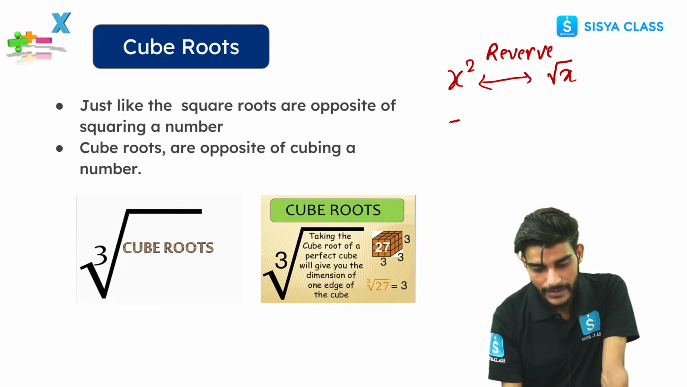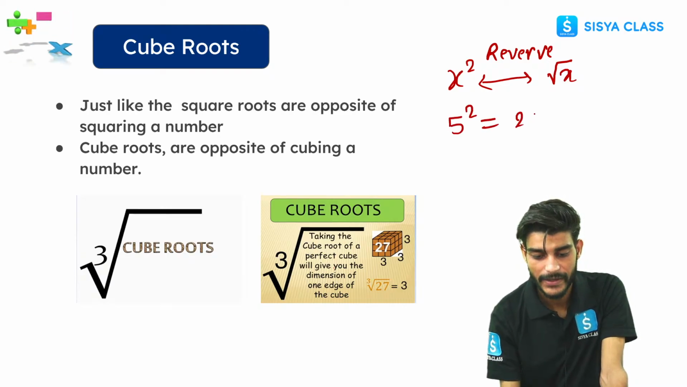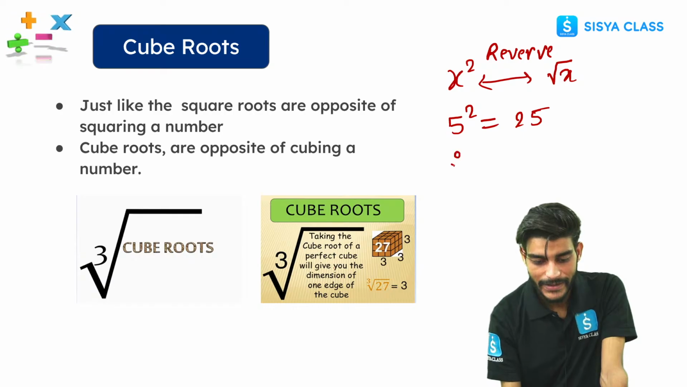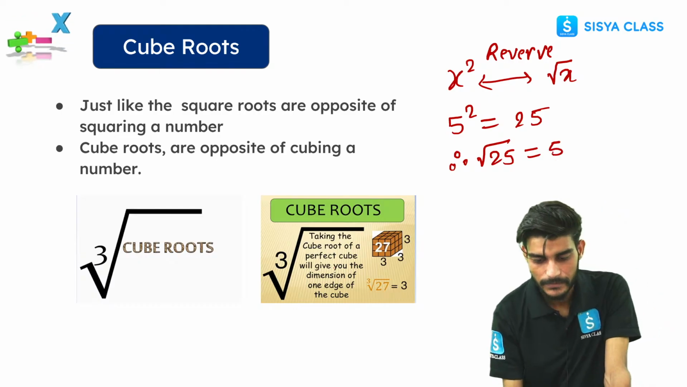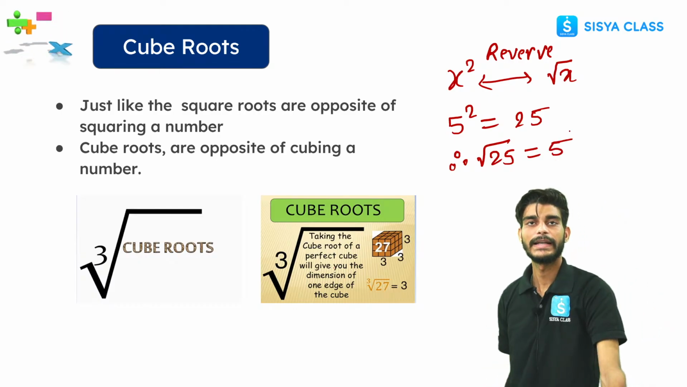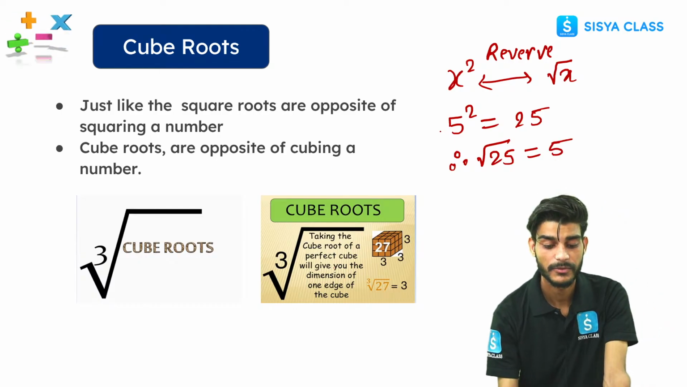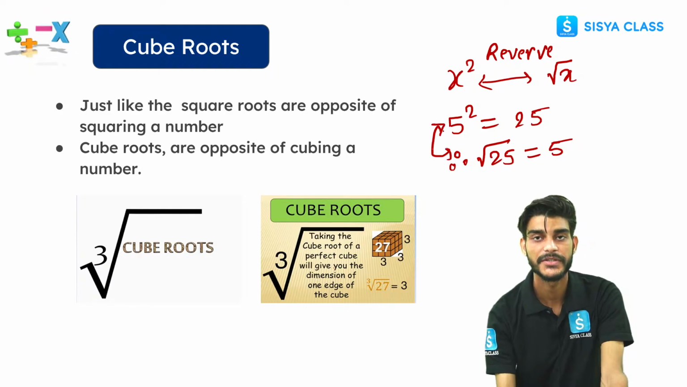Suppose I find the square of 5. The square of 5 was 25. So if you have to find the square root of 25, the square root of 25 will be 5 only. Clear? So these are inverse or reverse processes of each other.